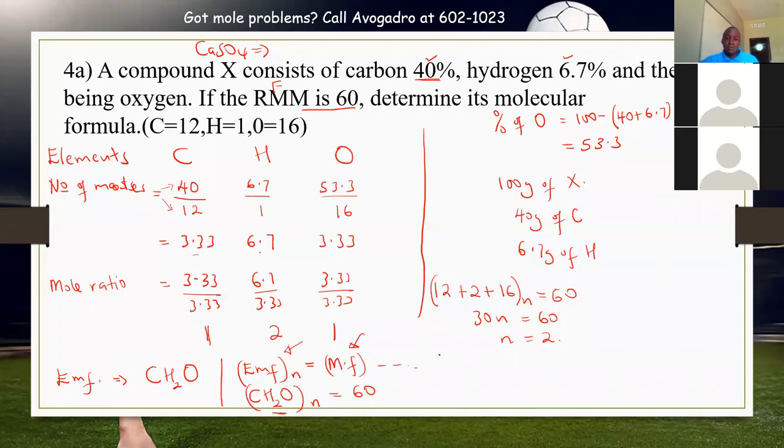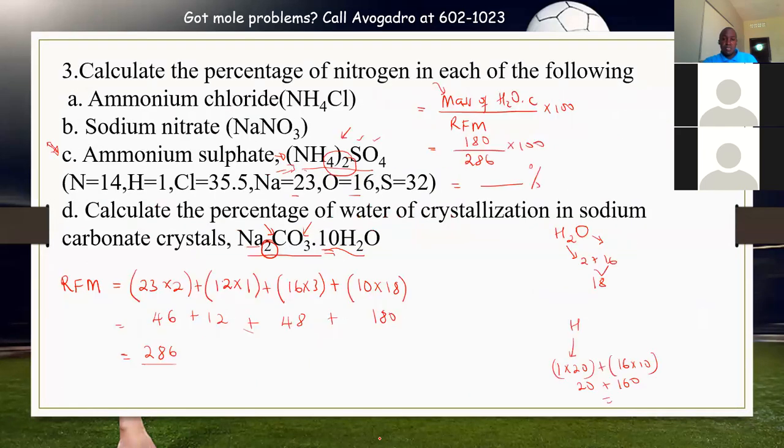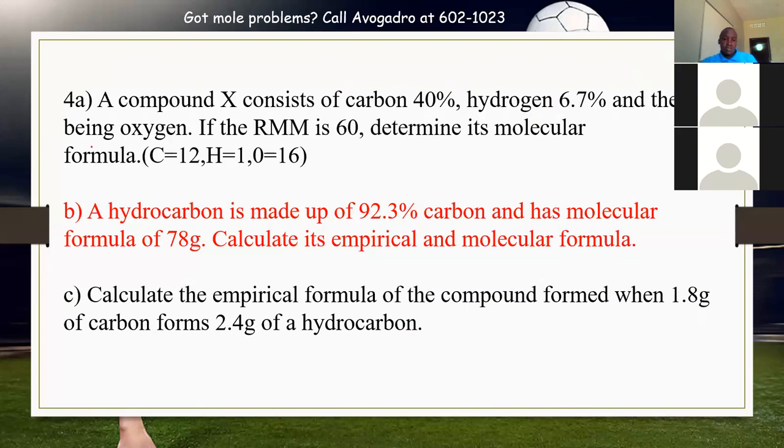So we shall have CH2O2, because our N is now 2. That means our molecular formula will become C2H4O. So that's how we can determine the molecular formula of compound X.